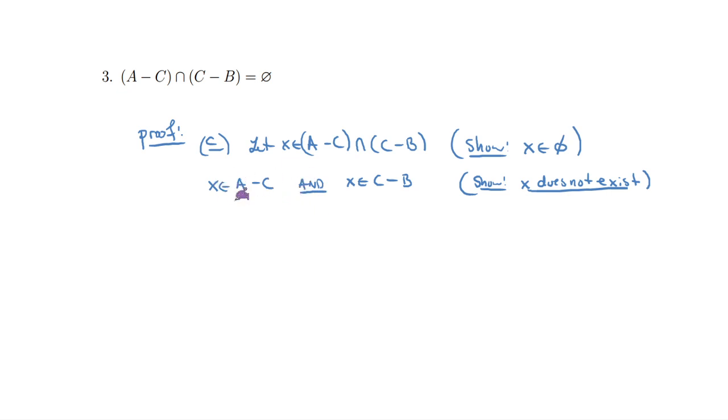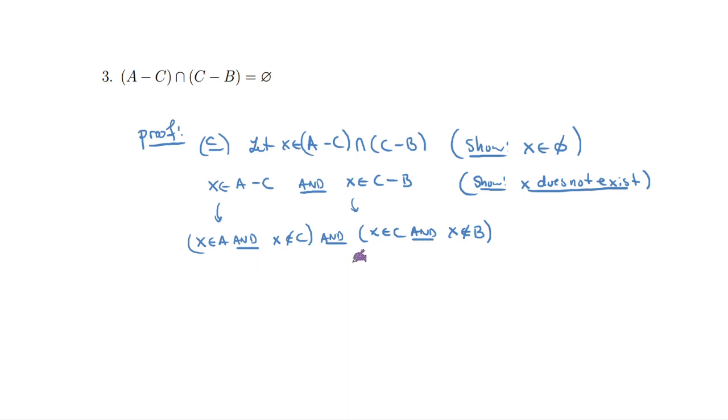Well, what would it mean for x to be an element of the set difference A minus C? By definition, x is in A, and x is not in C. And then this one, we still have an and here, right? This set difference would mean x is an element of C and x is not in B. All right. Now look at all of this together. We have nothing but ands here. So all of these conditions have to simultaneously be satisfied, right?